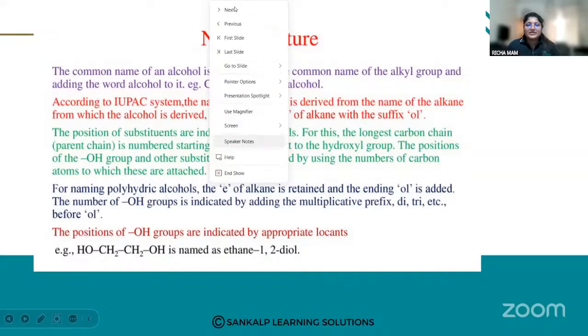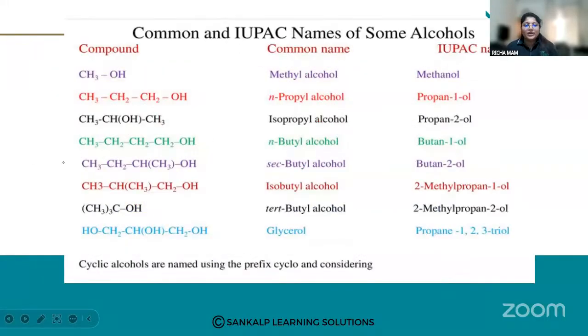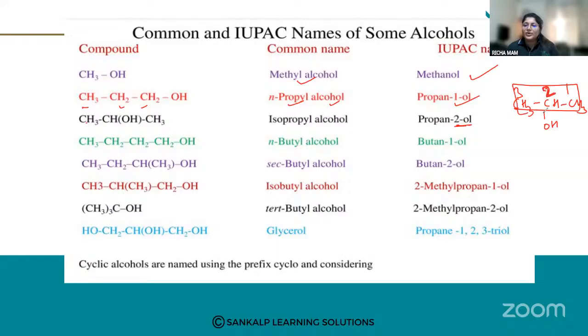In the IUPAC system, we name it as alkanol. So these are the names. You can see methanol. Then here 1, 2, 3: N-propyl alcohol, propan-1-ol. Then CH3CH(OH)CH3, 1, 2, 3, so it is propan-2-ol because the OH group is present at the second carbon. Again here 1, 2, 3, 4, so it is butan-1-ol.